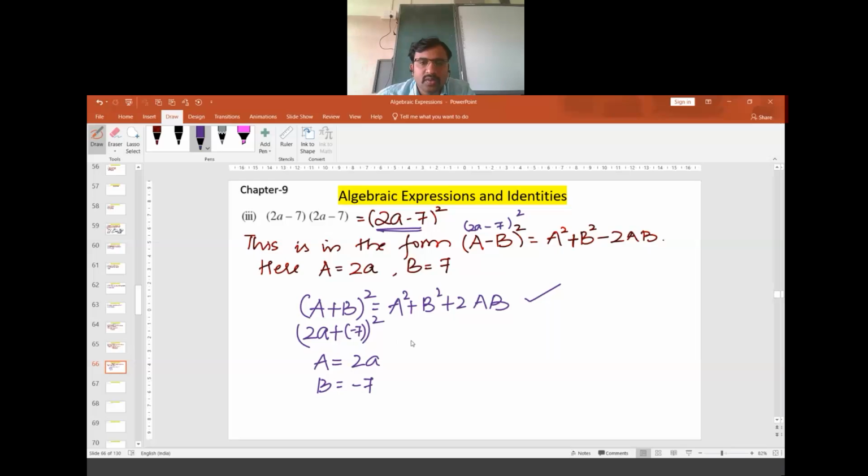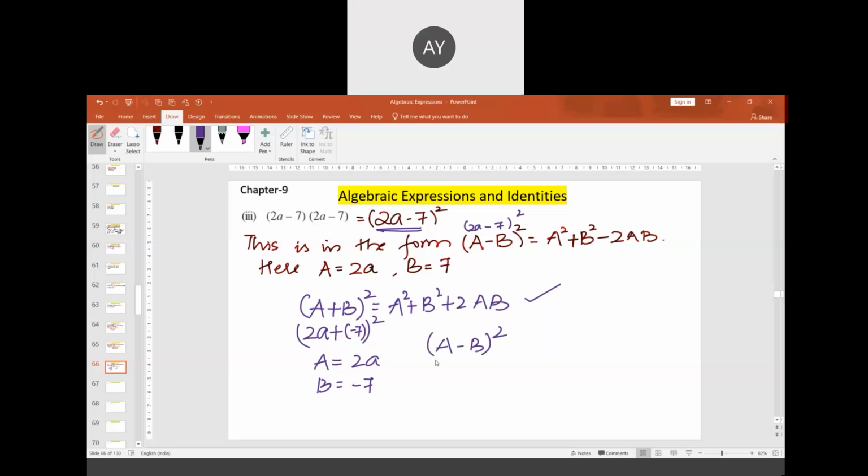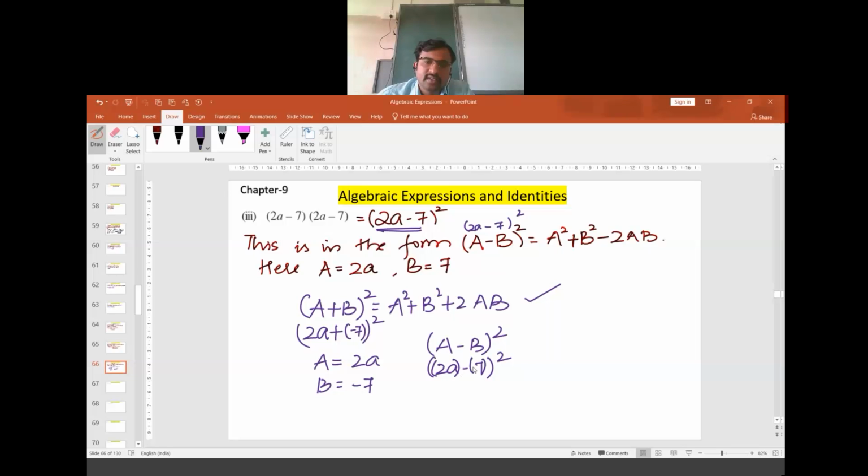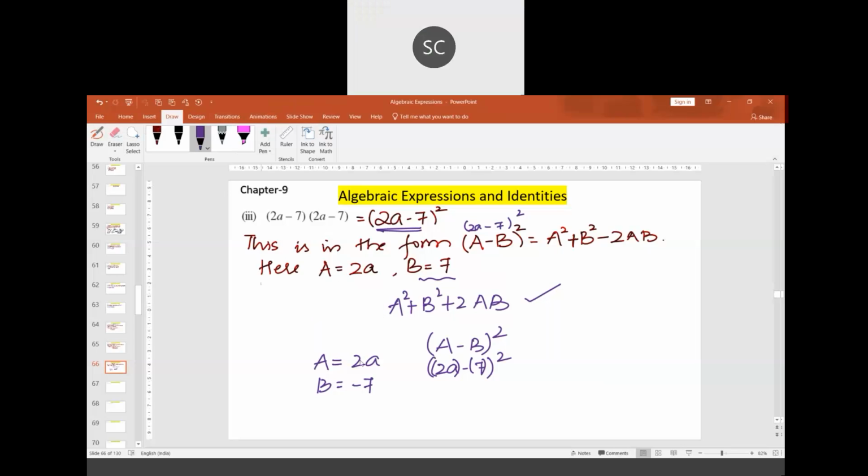Now if I am using a minus b whole square, it is 2a minus 7 whole square. 2a is a and 7 is b. It is not minus 7, isn't it? So I have taken here plus 7. Now understood?